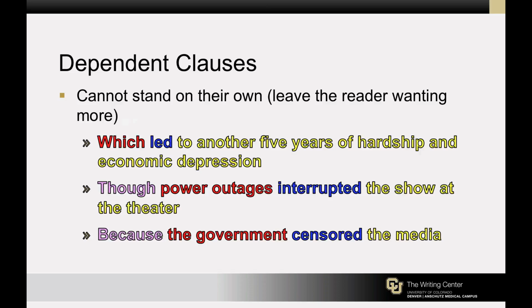If either type of signal word, subordinating conjunction or relative pronoun, slips past you, another test to determine whether a clause is dependent is the stranger test. For example, imagine that a stranger suddenly came up to you on the street and said, which led to another 5 years of hardship and economic depression. Yes, strangers walking up to us and randomly making statements about economic depression is weird, but even more confusing is the overwhelming need we'd feel for the stranger to tell us more. What led to another 5 years of economic depression? That need for more information, that's your test. If you would need to know more from that stranger, then you know you've only composed a dependent clause. Go ahead, try it out with the rest of the sentences below.